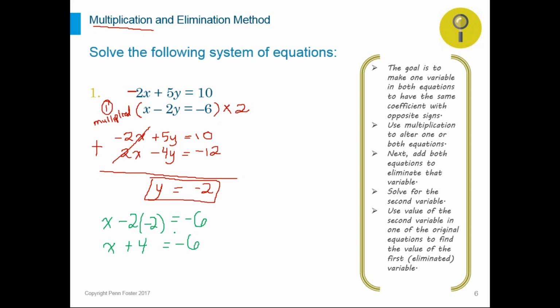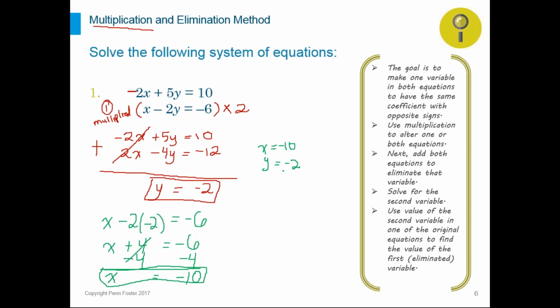Now, what we have done in this case is that we say, well, x is added to 4, do the opposite, then subtract 4 from both sides to keep the equation balanced. Now, x will be the same. 4 and negative 4 will go. And negative 6 plus negative 4 will give you a negative 10. Now, x equals negative 10 is the second answer I'm looking for. So our answers are x equals negative 10 and y equals negative 2.